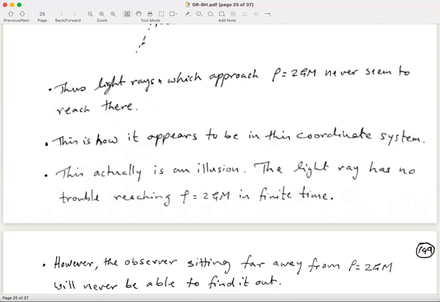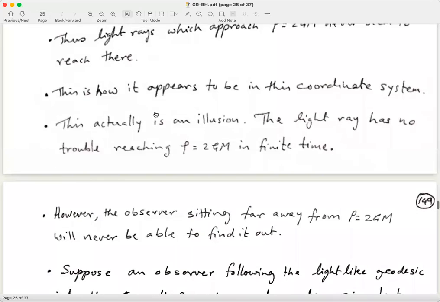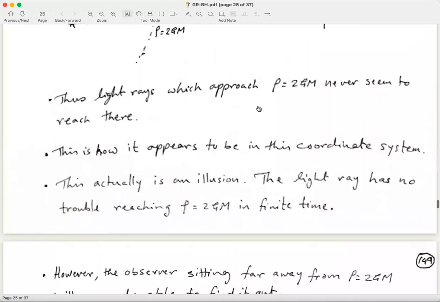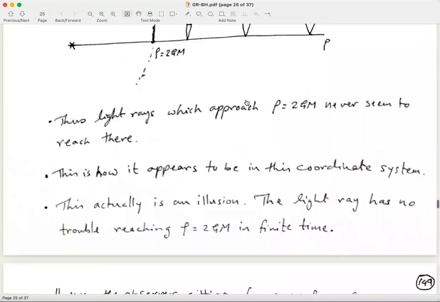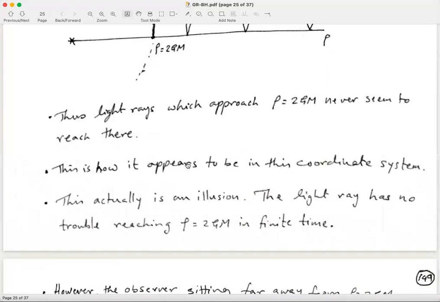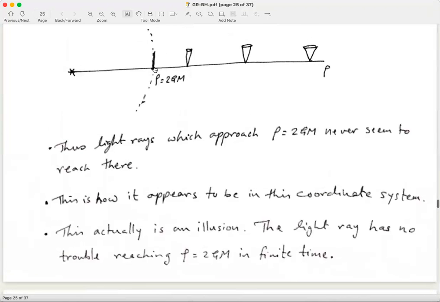So what we'll do is that we will write down new coordinates in which we will ensure that these light cones will always make 45-degree angles with respect to the horizontal. Now, as I was trying to say, this perception of light cone shrinking is a perception from the point of view of an asymptotic observer.